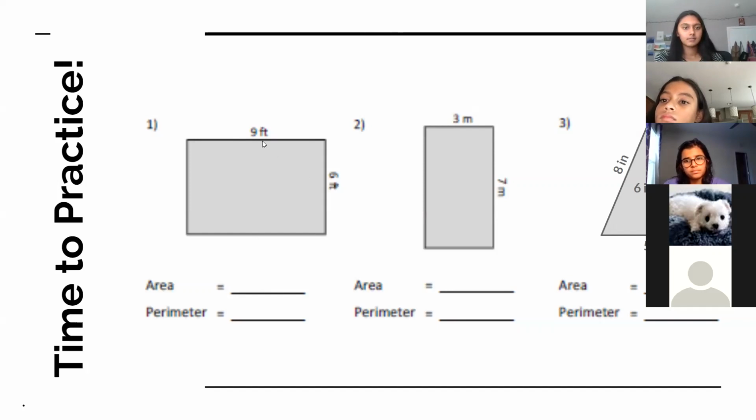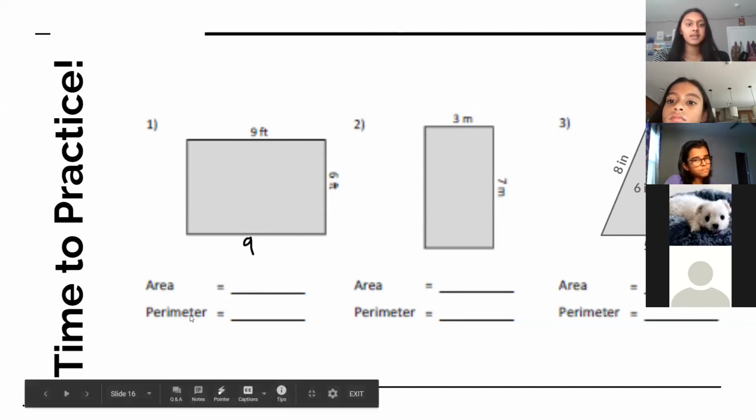So we're gonna do 9 times 6. Yeah. And do you know what 9 times 6 is? 54. Yeah, you're right. And 54 what? Feet squared. Yeah, you're right. Feet squared.